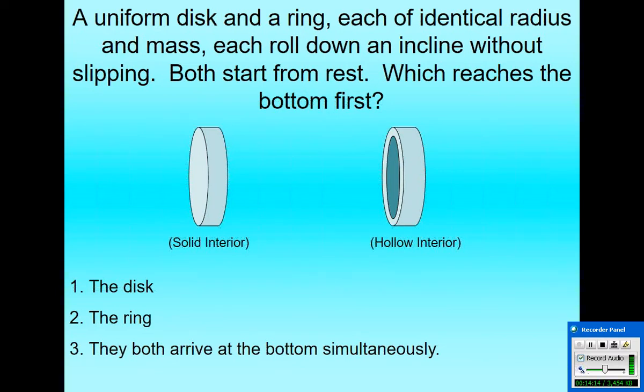The disk, the ring, they both reach it at the same time, or some sort of strange option number 4 where an extra dimensional force comes into play and completely messes up the physics of our universe. Let's hope it's not option number 4. Let me know if you have questions at the start of class.